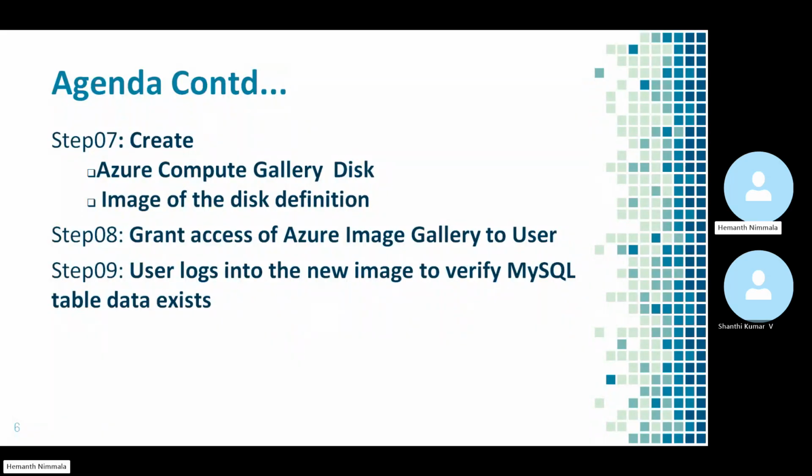After that, we'll basically create a gallery or create an image out of this virtual machine. To do that, we have to follow some steps to stop the VM and generate this disk definition. And later we grant access to another user to see if the data that was already created in the first VM has been replicated.